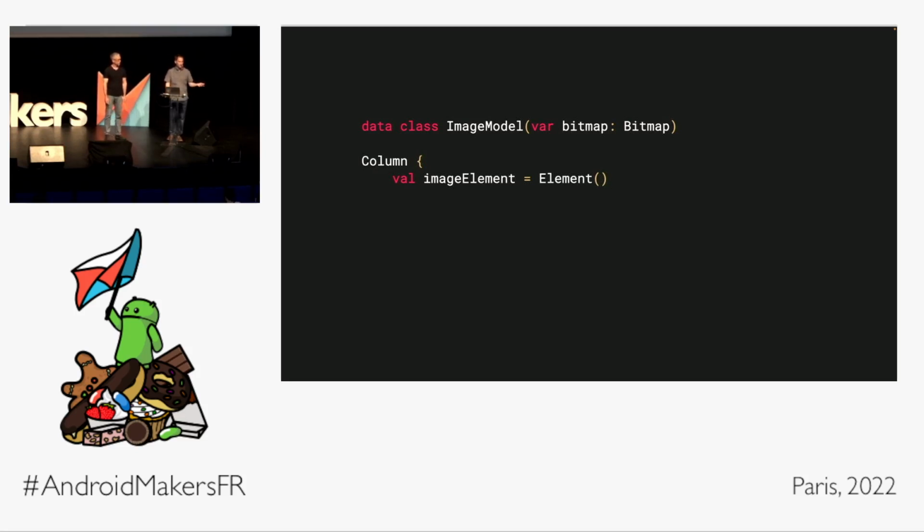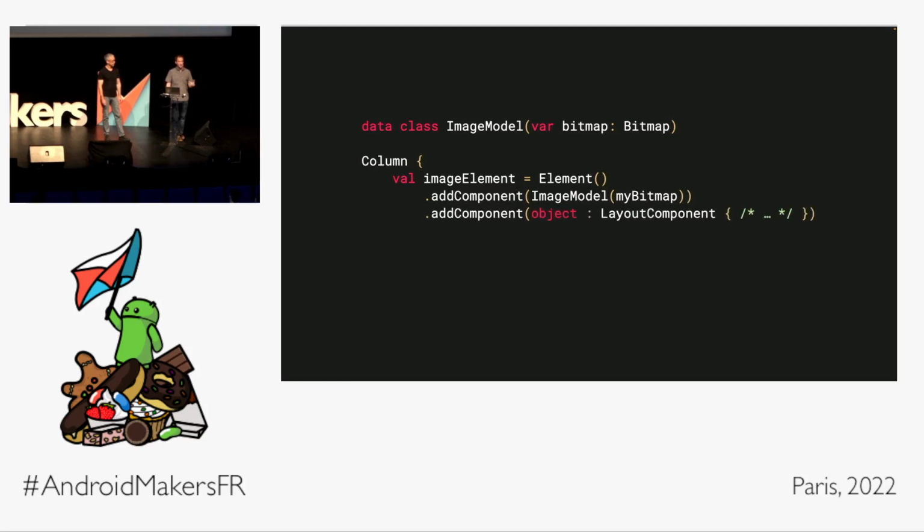You would create an instance of element. So that's our image. Then we would add a component. We'll start with our model. So we need to hold the data, so the bitmap. Then we're going to add another component. So we need behaviors to do the layout of the image. Then another component for rendering. And finally, we can add our image as a child of the column.